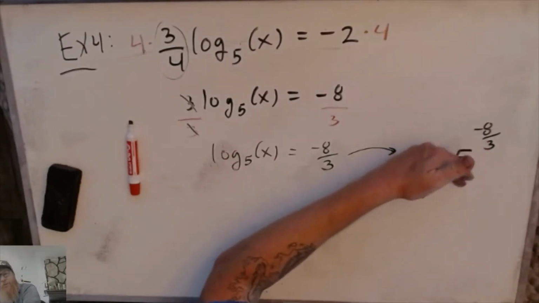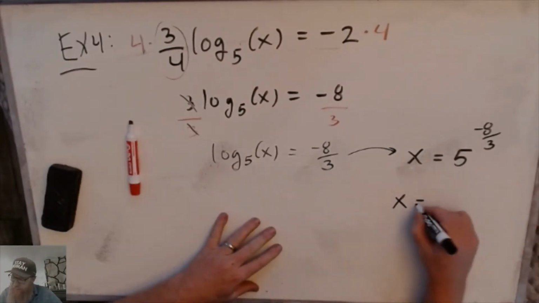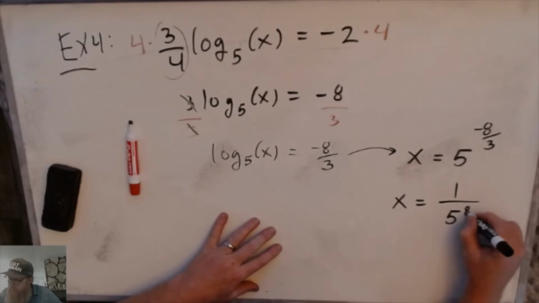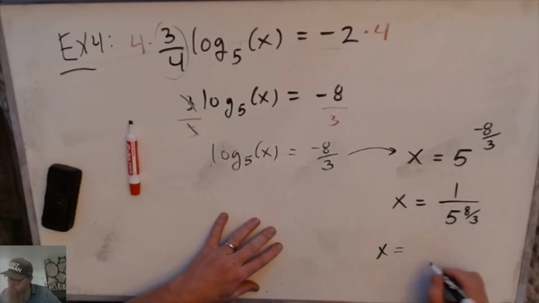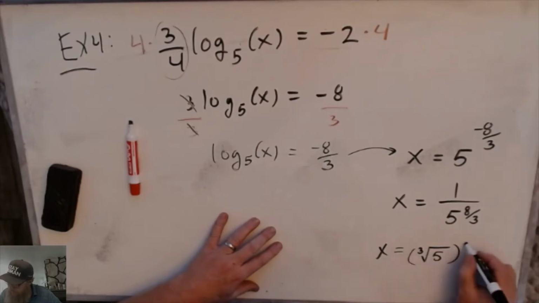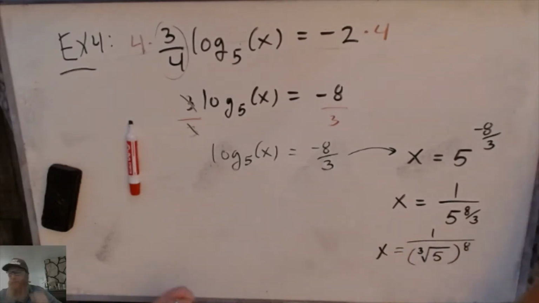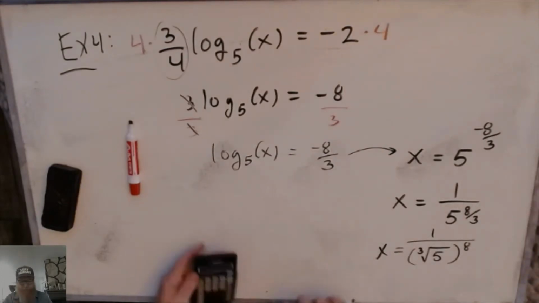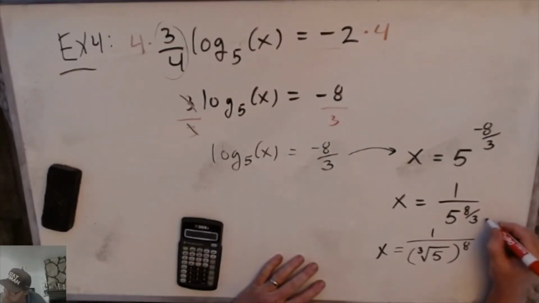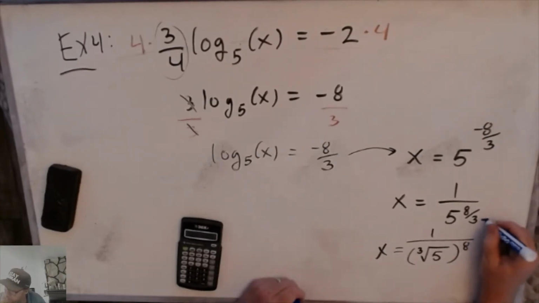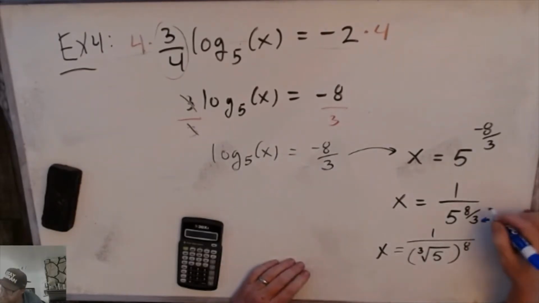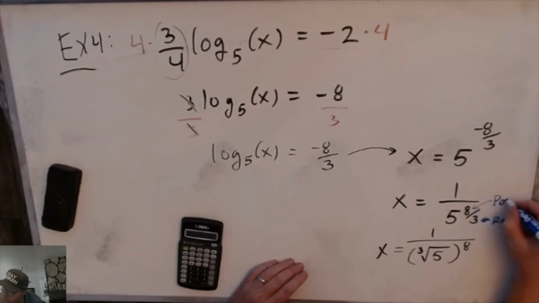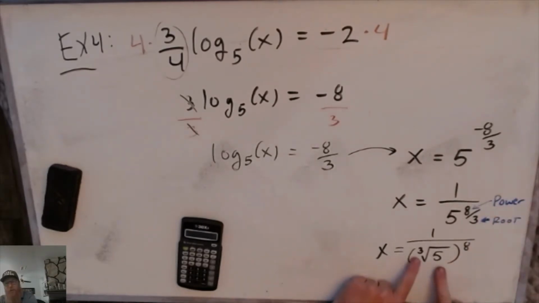Now, I want you to actually calculate what that is. So that's 1/5 to the 8/3, which is 1 over the cube root of 5 to the 8th power. Remember, the denominator is the root. It's been a while since you did this. The denominator is the root. It's a cube root. And the numerator of the exponent is the power. So we did a cube root and an 8th power.